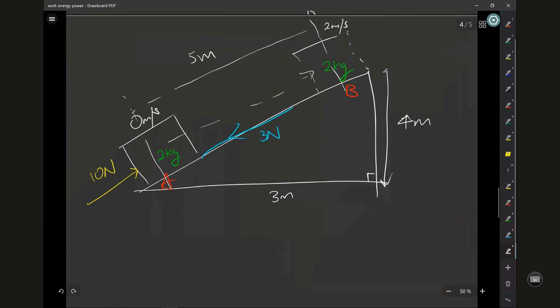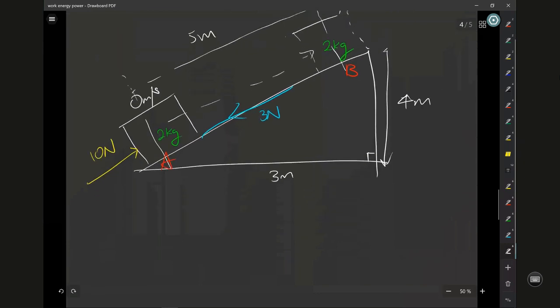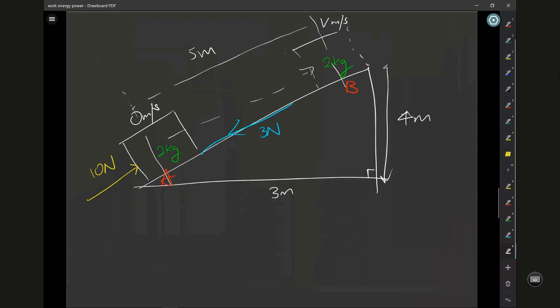Now, using everything that I've taught you so far, please try to solve, or maybe I shouldn't write 2 meters per second. You should solve for something. So find the final speed of the box when it's at the top, at B. If you want, you can try now. Basically the question is to find V. This is V. You can pause the video and try yourself. I'm going to write the solution here now.